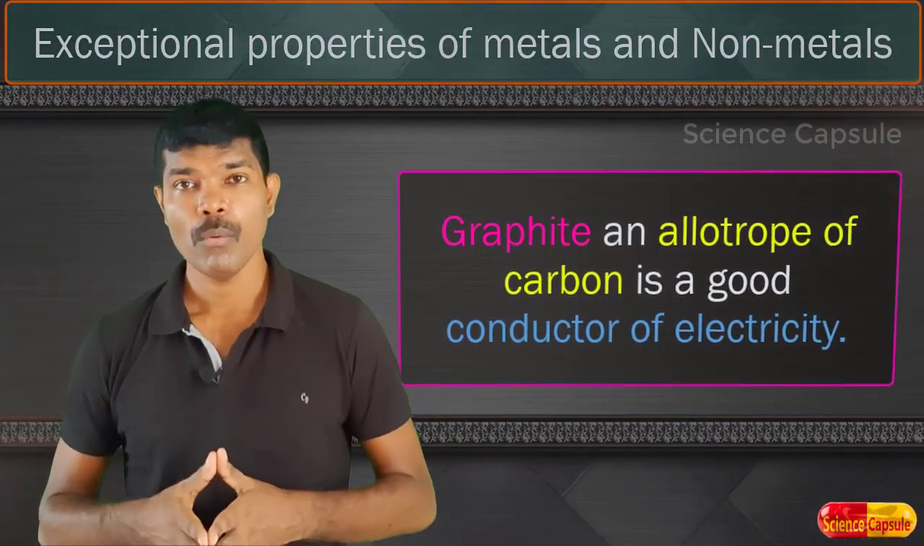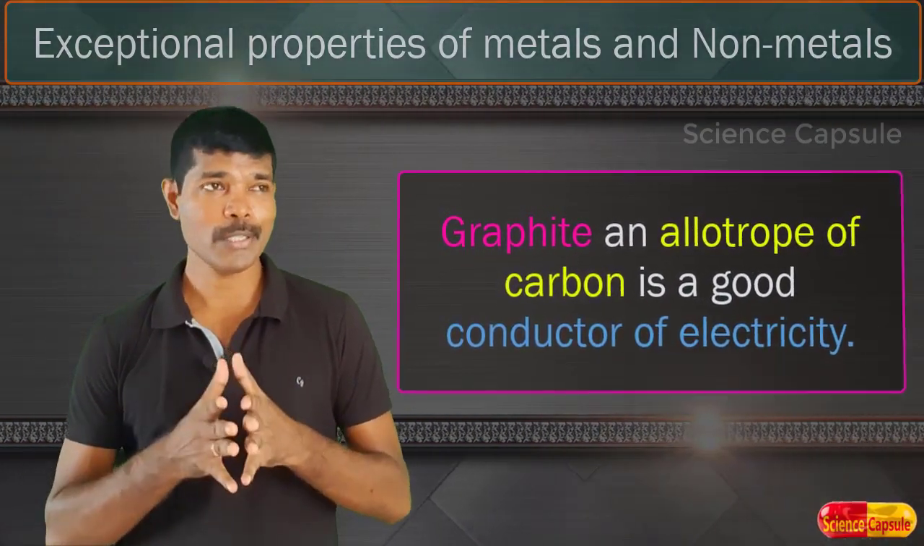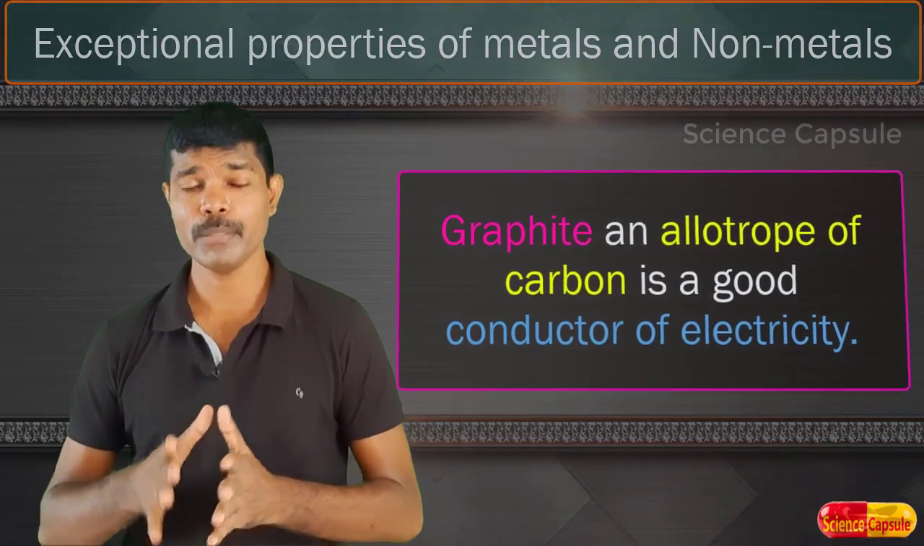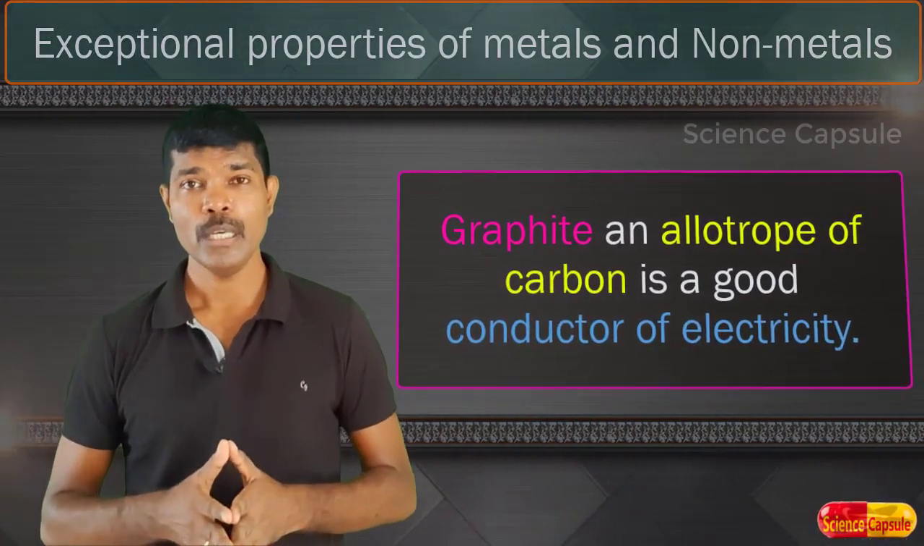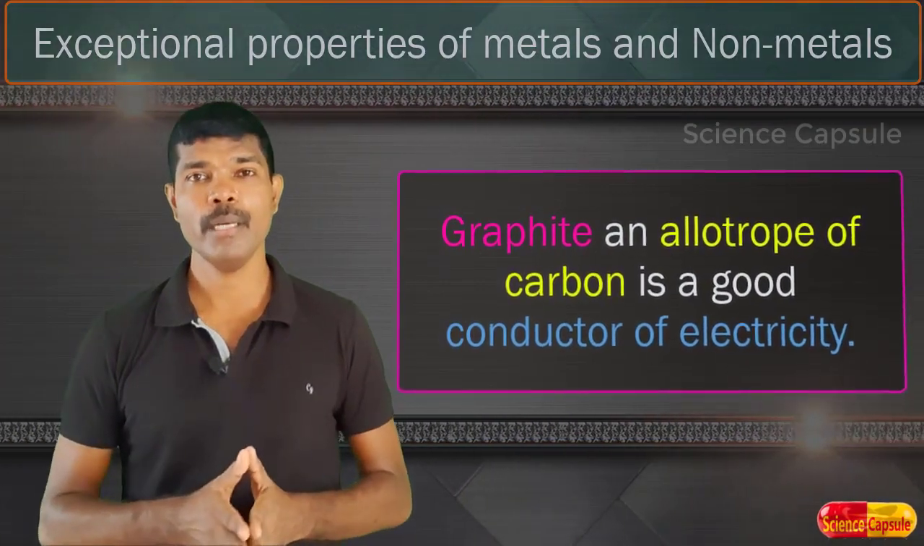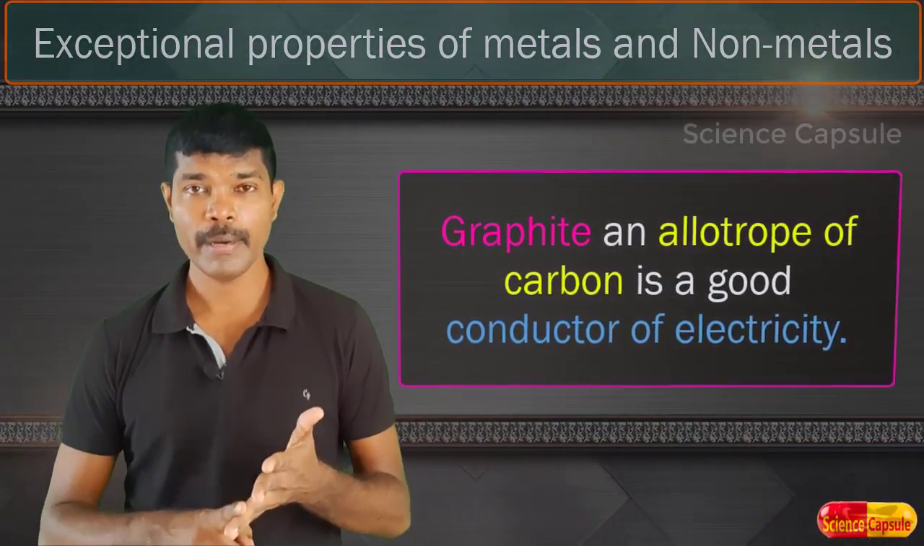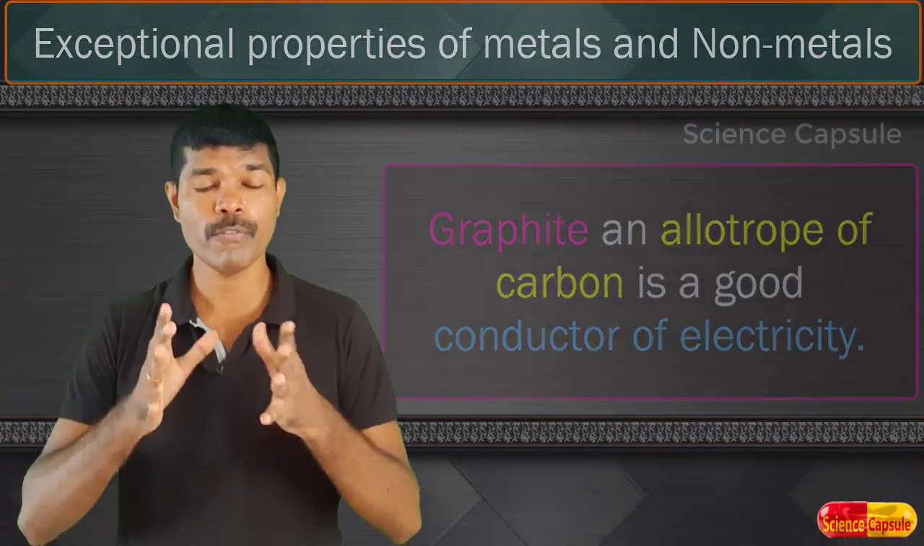You should know what an allotrope basically is. Allotropes are substances which have the same chemical properties but different physical properties. We will see more about allotropes in another chapter, that is, carbon and its compounds. For now, you just understand that diamond and graphite are different forms of carbon.